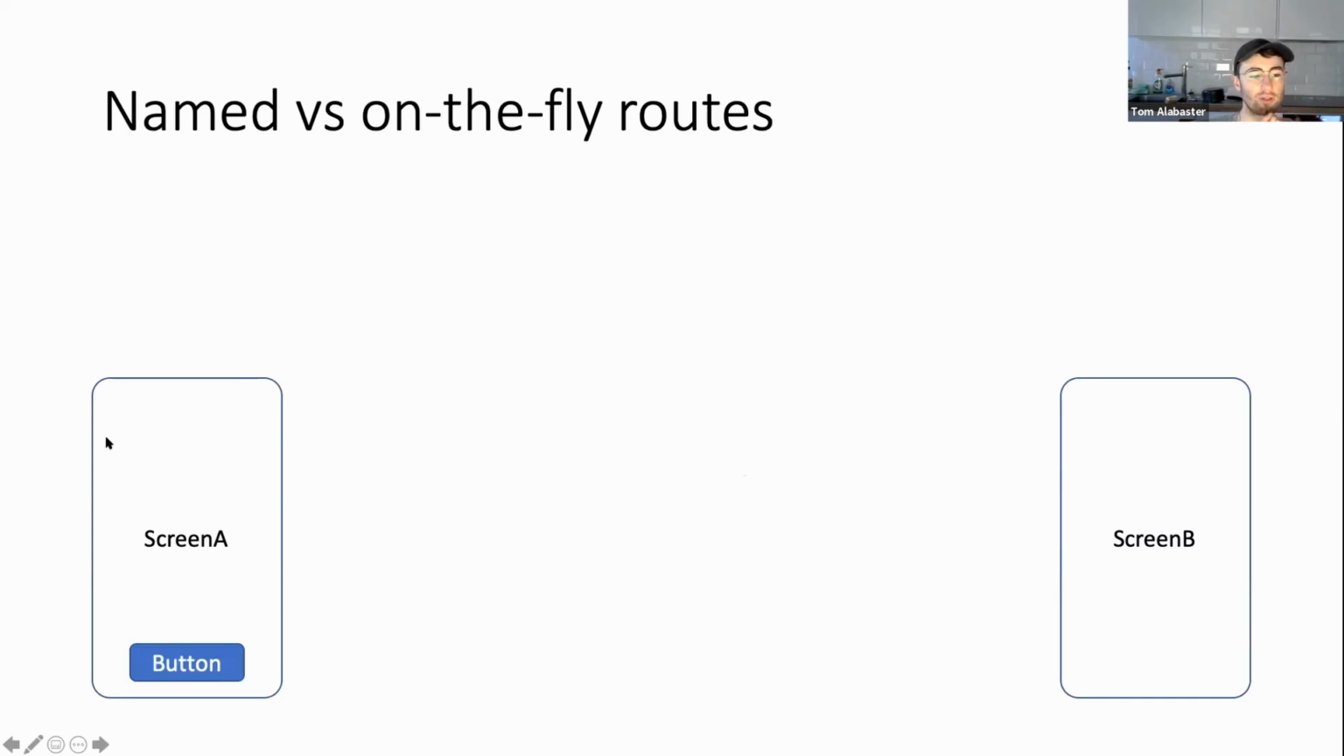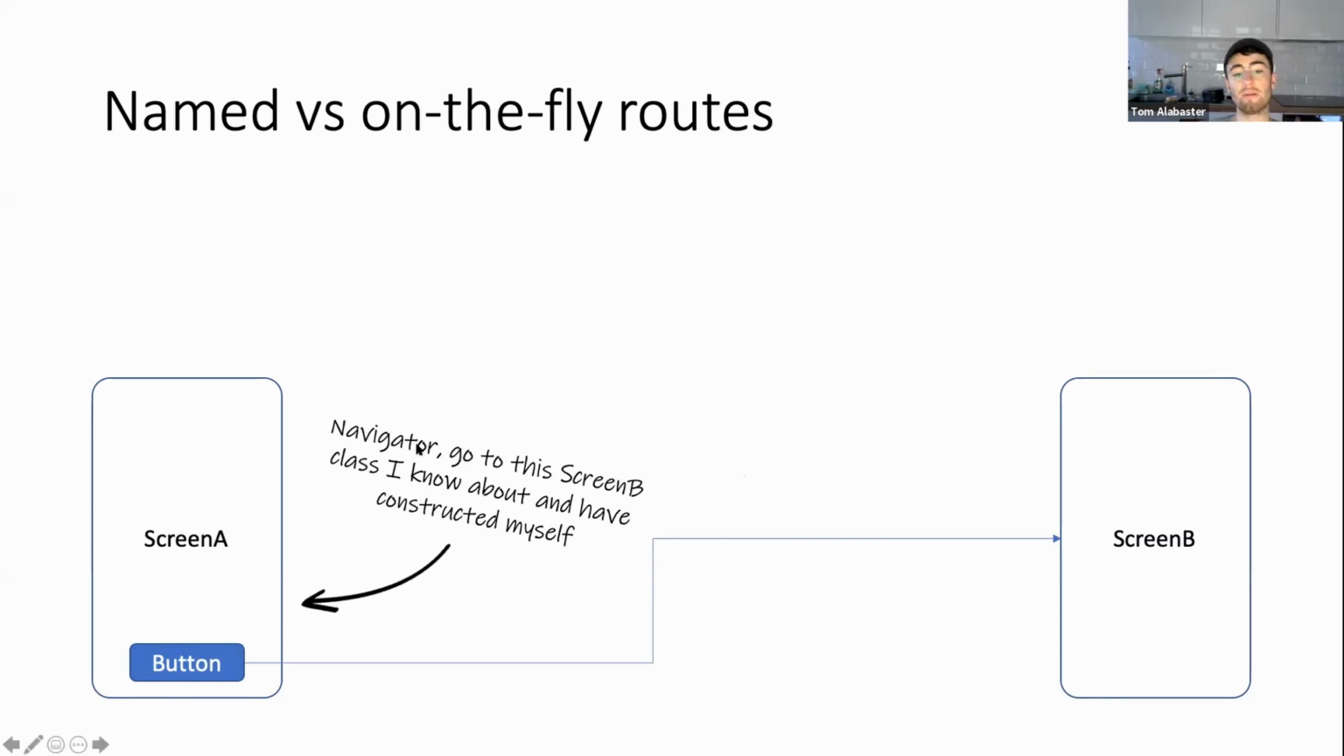So imagine you've got two screens, screen A and screen B. When you press this button on screen A to navigate to screen B, on-the-fly routes is essentially telling the navigator, I want to go to screen B. I know all about this class. I know how it's constructed. I've got the arguments that it needs as well. So here's all of the information you need, just do this action. And that's fine in small apps where you're not necessarily passing around dependencies, for example repositories or services. You could get away with using this when you just want to pass, for example, a to-do to another screen.